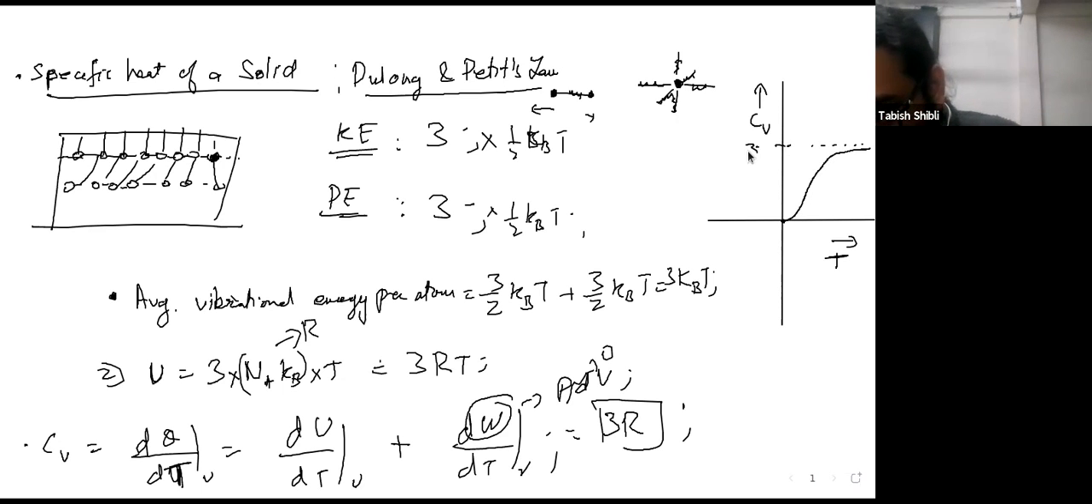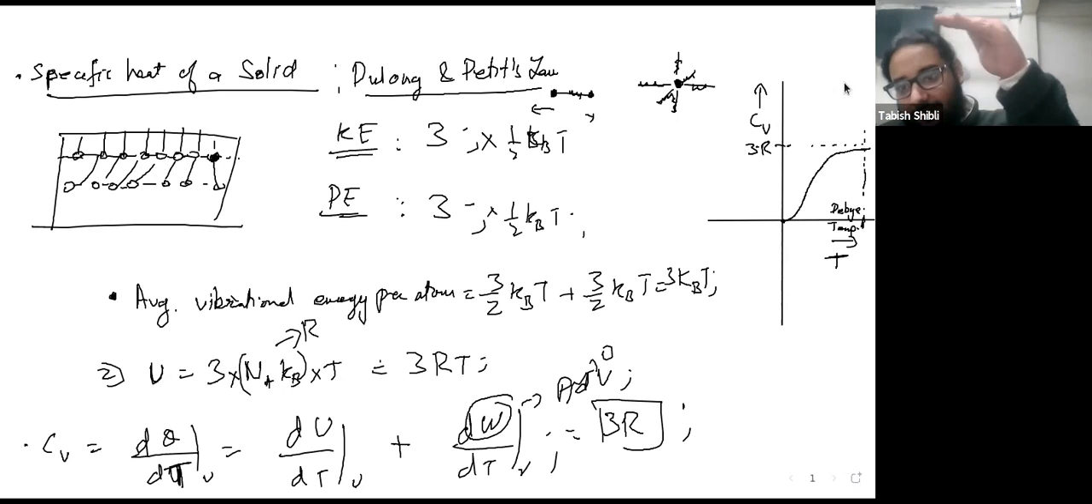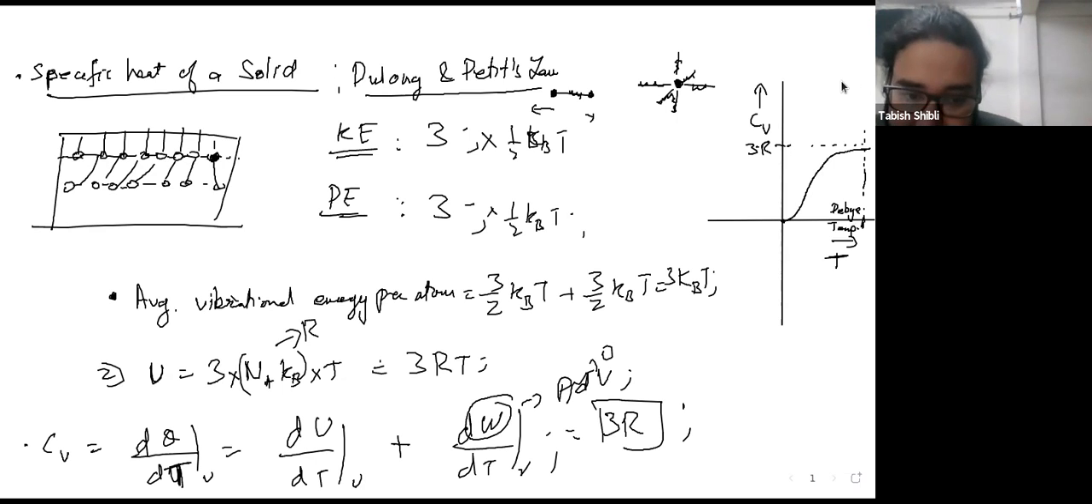What is this line? This line is the 3R line. And the temperature where it reaches is known as the Debye temperature. These terms are important. They can ask you in the exam what is Debye temperature. So now you know what Debye temperature is. Debye temperature is the temperature at which a solid's specific heat reaches an equilibrium point, after which it stays constant, which is essentially 3R.